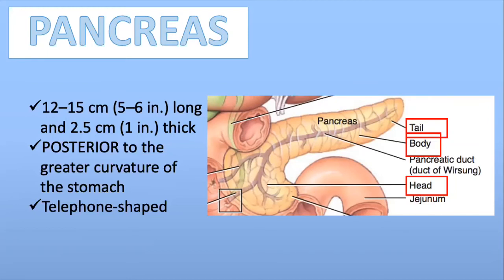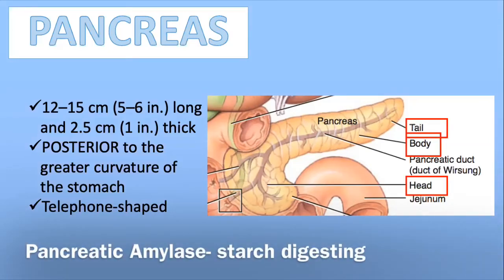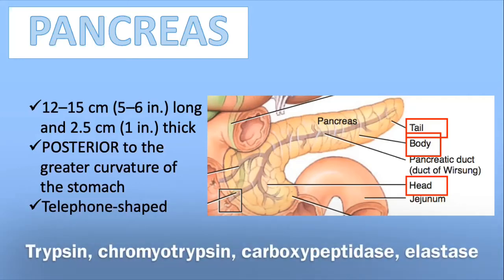So what does your pancreas do? So your pancreas releases enzymes. So we have different types of enzymes. We have the pancreatic amylase, which are starch digesting enzymes. We have the trypsin, chymotrypsin, and the carboxypeptidase. And we also have the elastase. These 4 are protein digesting enzymes.